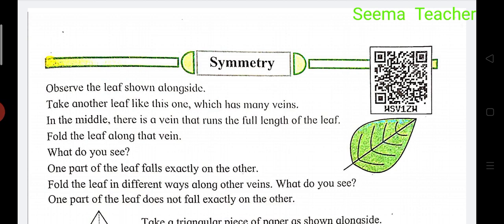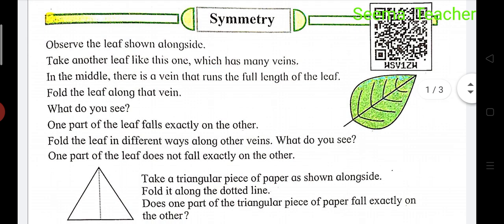Fold the leaf in different ways along the other veins. What do you see? One part of the leaf does not fall exactly on the other. So you have to take another leaf, do this step, and see what is happening.